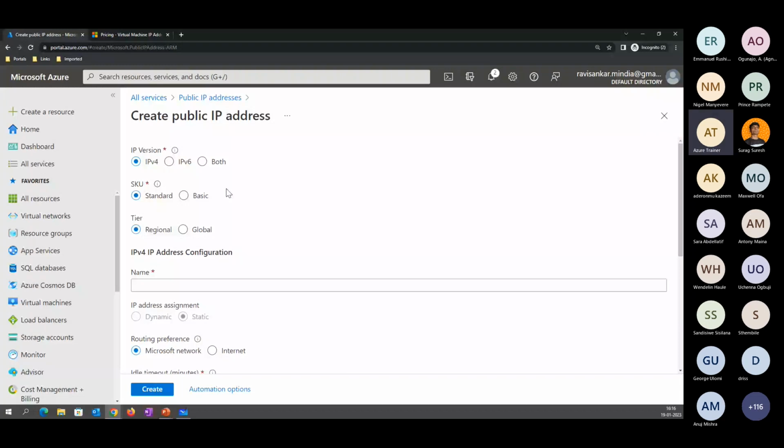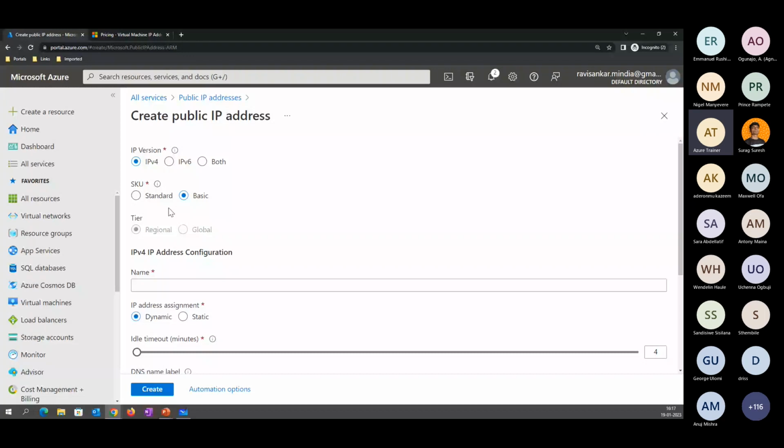Now, you can see there are two stock keeping units, or SKUs. One is called standard and another one is basic. Basically, this is a mode of operation, depending upon what features you are going to get in that IP address. There are two modes you can configure. In a production scenario, we usually go for the standard mode.